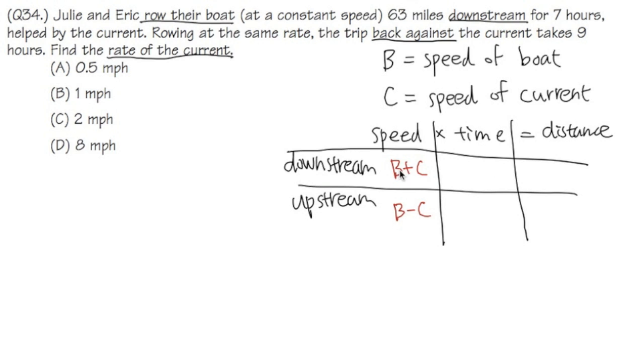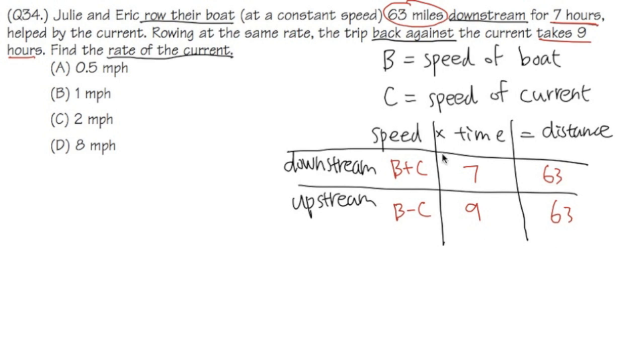And then the time. What's the time that they use when they go downstream? It's right here, 7 hours. So I'll just put down 7 right here. How about when they go upstream? The time is 9 hours. Took them 9 hours. So I'll put 9 right here. And we are almost done. What's the distance when they go downstream? Well, that's 63 miles. I'll just put down 63. And then when they go upstream, going back up, it's the same distance. So it's also 63 miles right there.